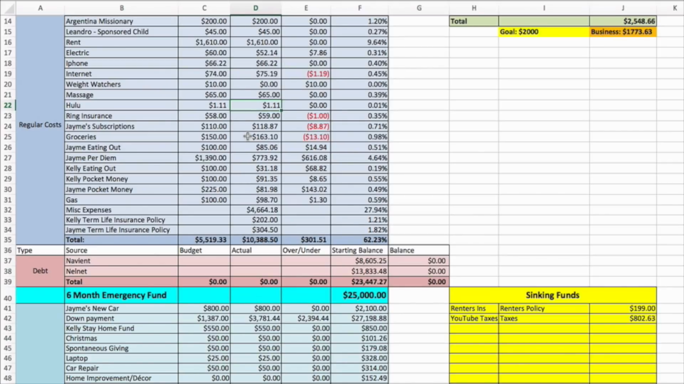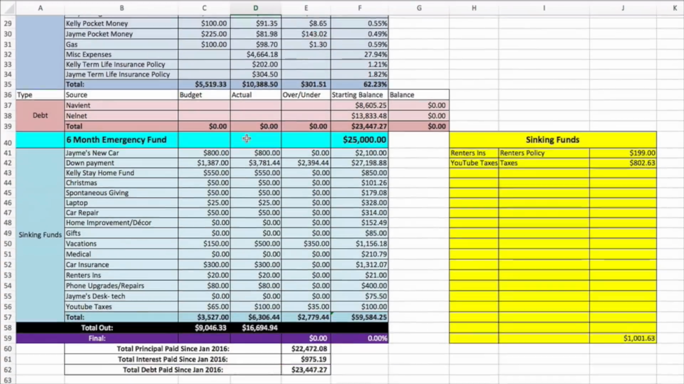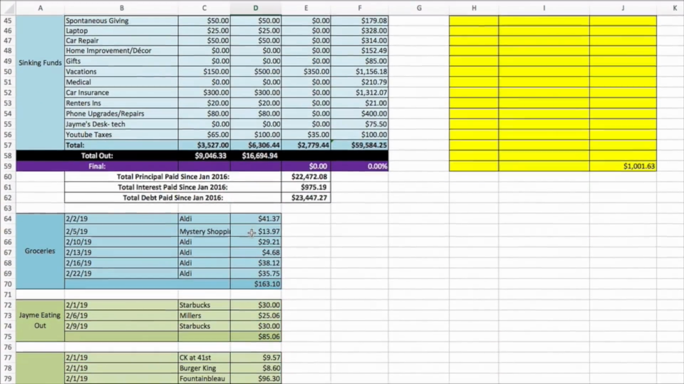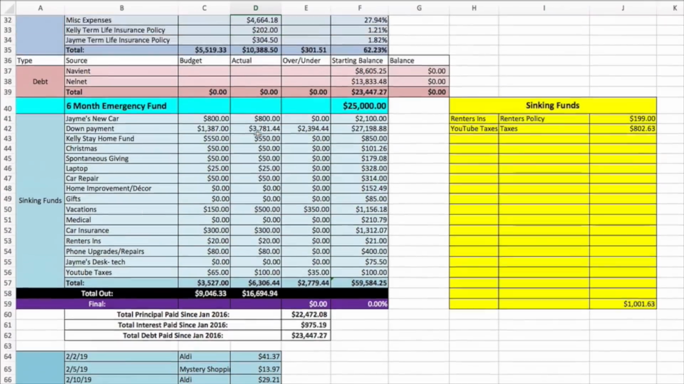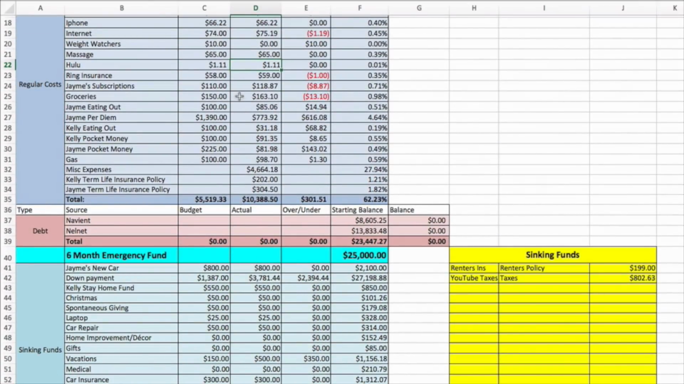Groceries, $163.10. Our goal was to stay at $150, cut $50 this month since Jamie was traveling so much. And we hit $150, but I had mystery shopping that was $13.97. So because of the mystery shopping, I typically take in my grocery budget. So we did go $13 over because of that. Because I have to purchase a certain amount of items with the mystery shopping.